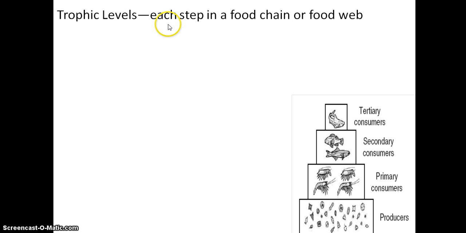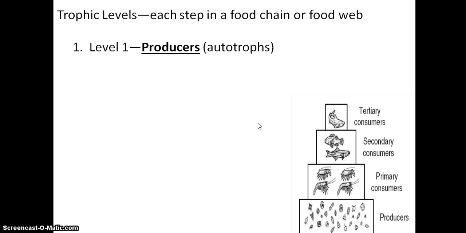What we're going to look at here is trophic levels. Trophic levels are each step in a food chain or a food web. Another name for trophic levels is energy level. So level 1, producers. Another name for producers is autotrophs. Autotrophs comes from auto, meaning to do yourself, like an automobile propels itself, and trophs is a level of food. So in this case, this level of food can make its own food. Autotroph is a term you definitely need to know for high school.